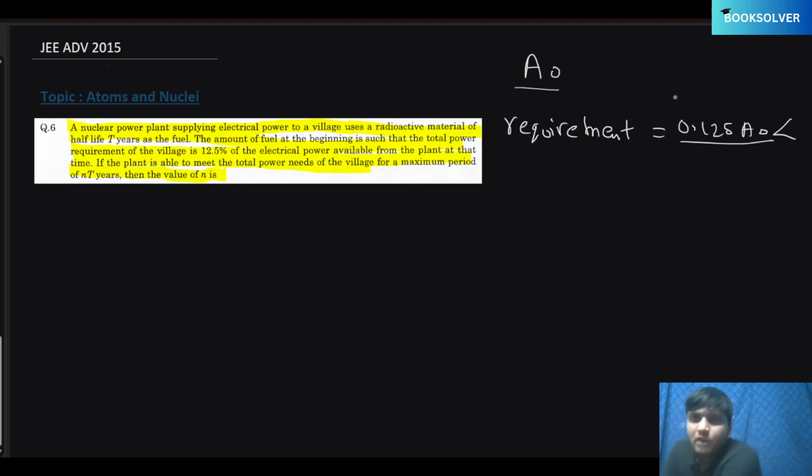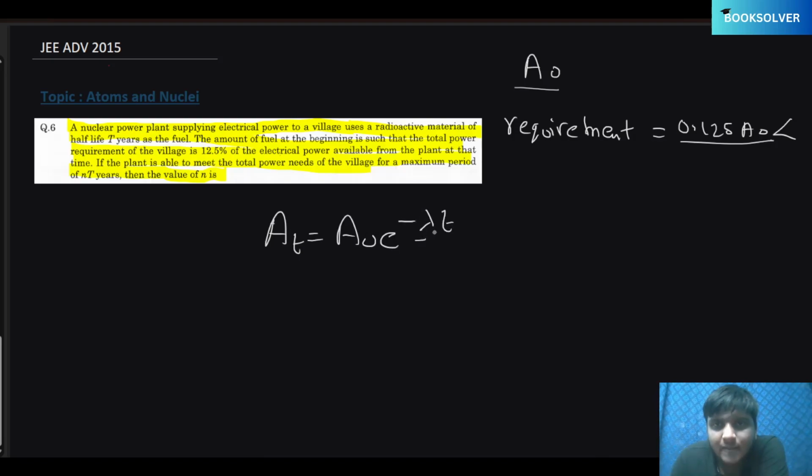Since all decays are first order reactions, they follow the equation A(t) equals A naught e to the power minus lambda t, where lambda is the decay constant, which can be written as ln 2 by T half, and the half-life T is given here. Now this is the time and this is the activity at that time. When this becomes less than the requirement, it can no longer be sufficient for that village.